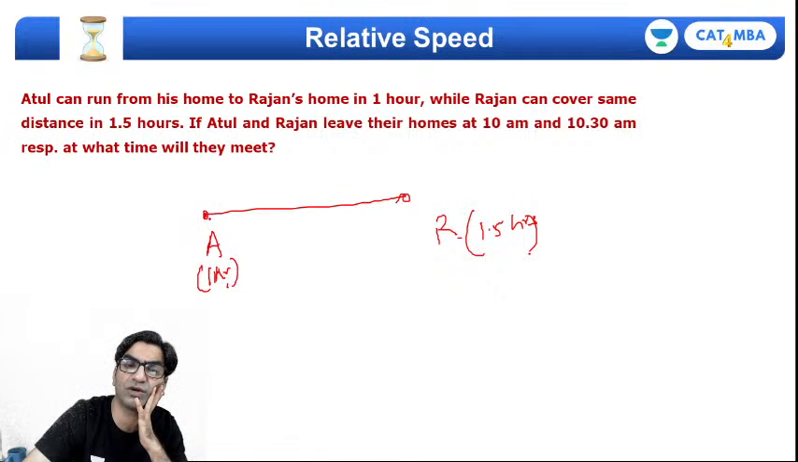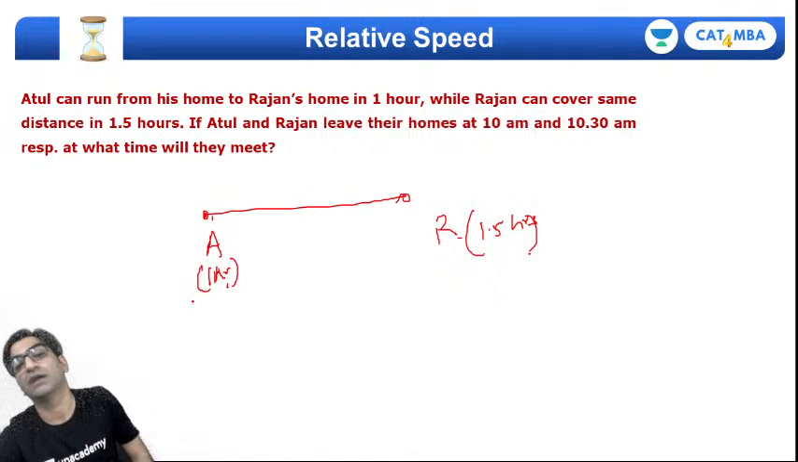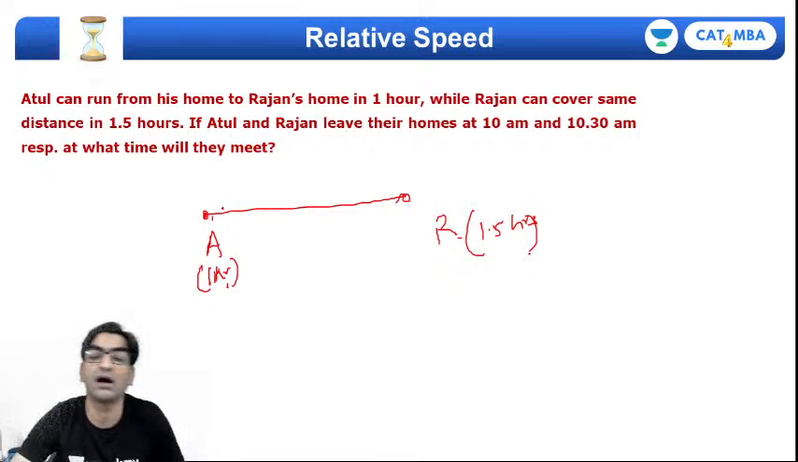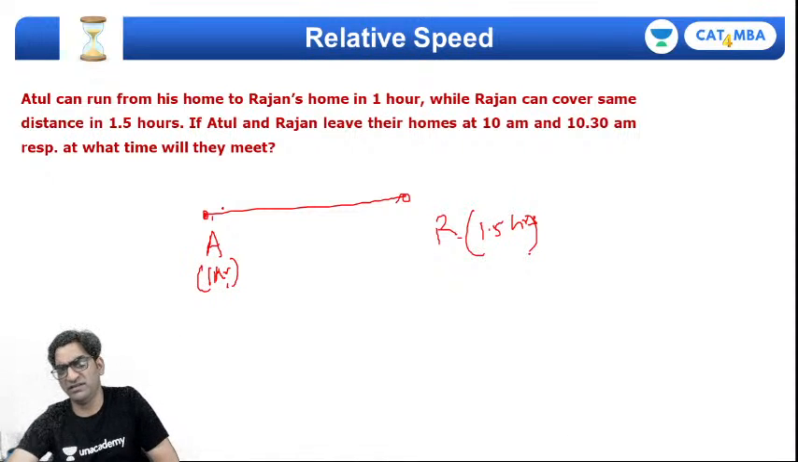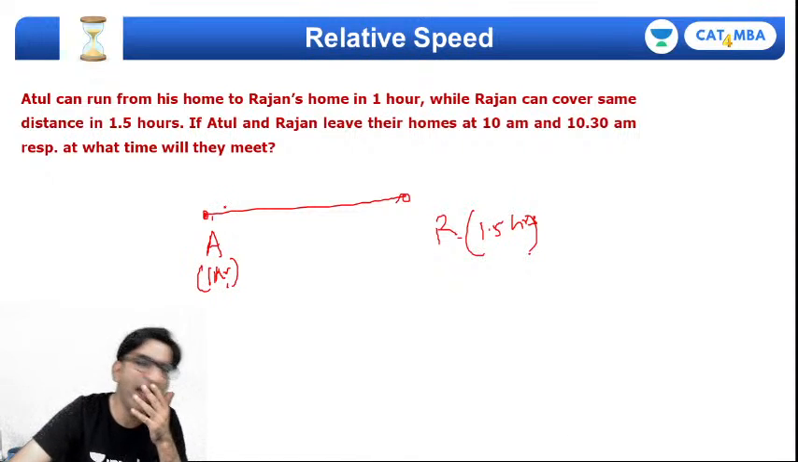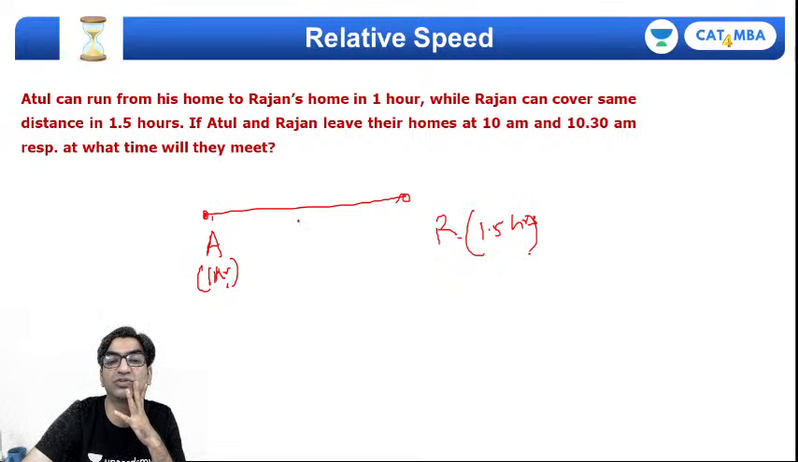So now whatever speed you assume, or you can assume the distance actually. Right? Let's assume the distance to be 3 kilometers. Why 3 kilometers? Because you want it to be divisible by 1 as well as by 1.5.